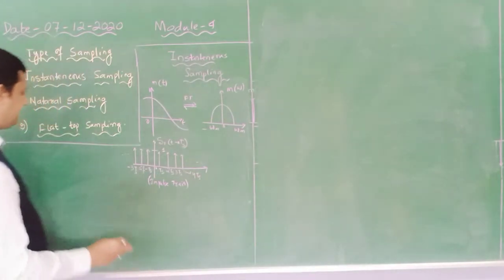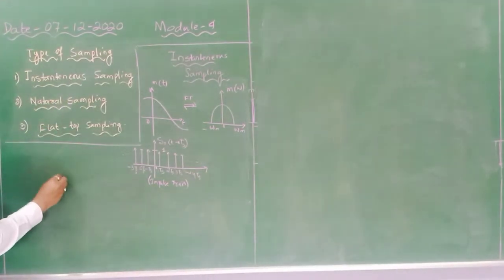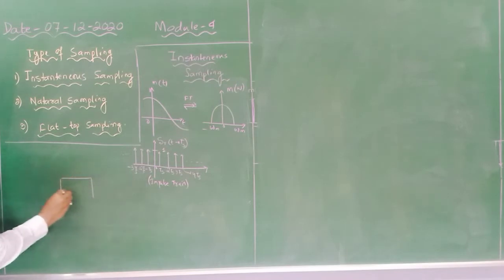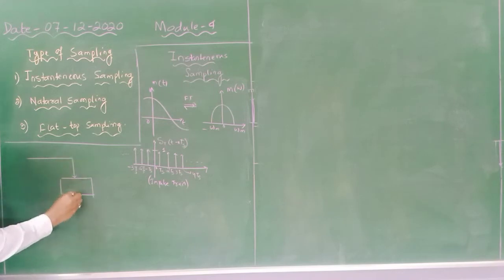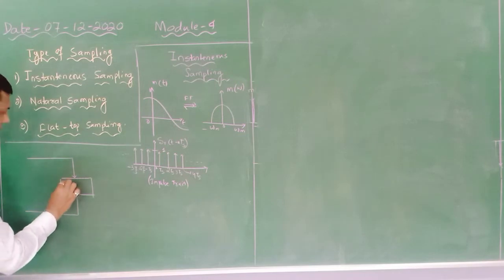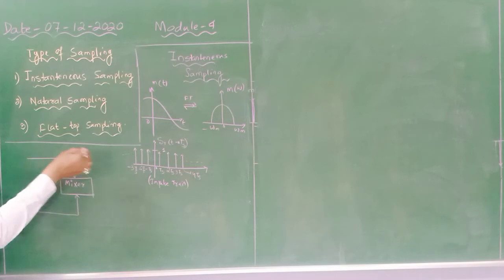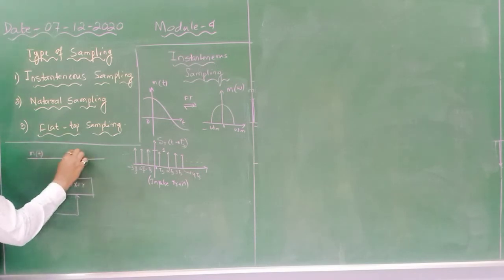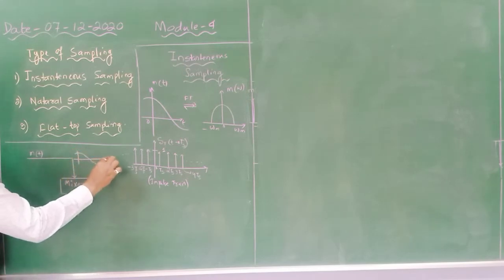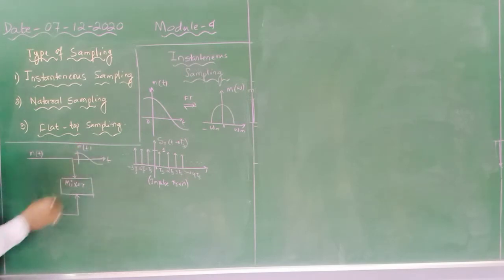Okay, let's see. So a sampler here, I will consider as a mixer, in which m of t I am providing here. This is my m of t. Okay, and then at the other end I am providing the impulse train.